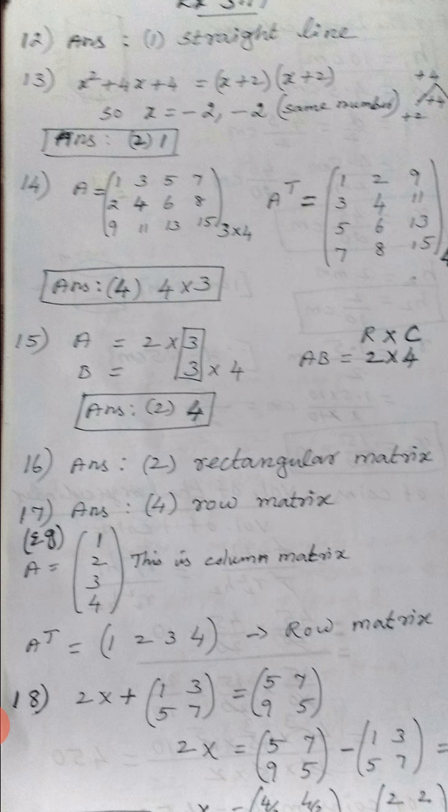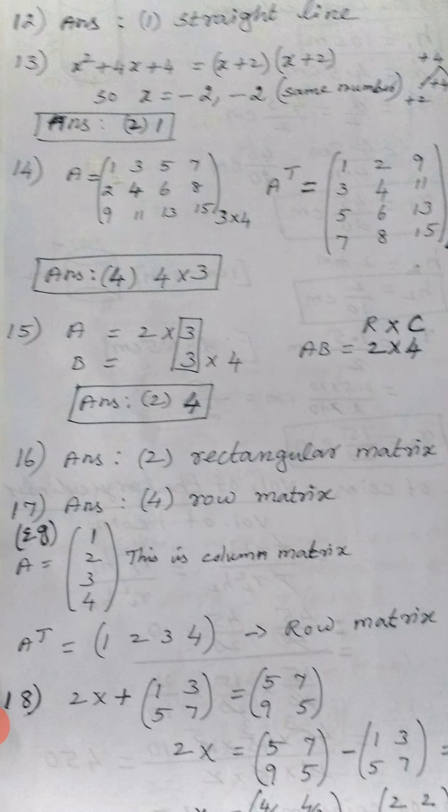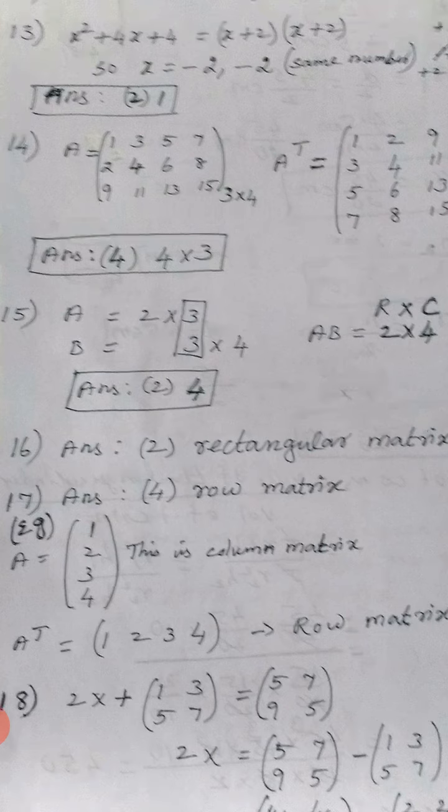Next, 17th one, transpose of column matrix. Okay, transpose of a column matrix is a row matrix. So the answer is the fourth one, row matrix.